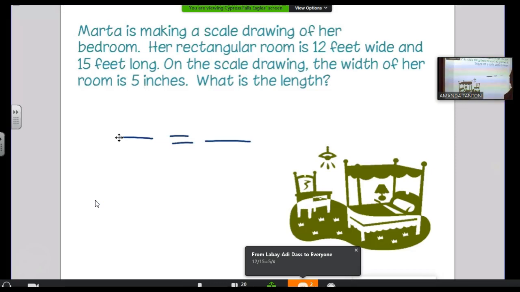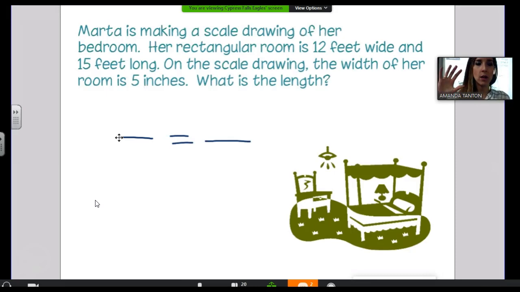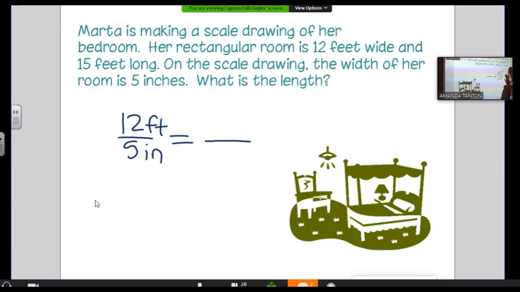Yep. So, I like to do width over width equals length over length. But if you want to do width of the room over length of the room equals width on the drawing over length of the drawing, you can do that. As long as your right ratio mirrors your left ratio, your cross multiplication will solve it correctly. So it's 12 feet wide by 5 inches wide. I'm doing width is to width as length is to length.